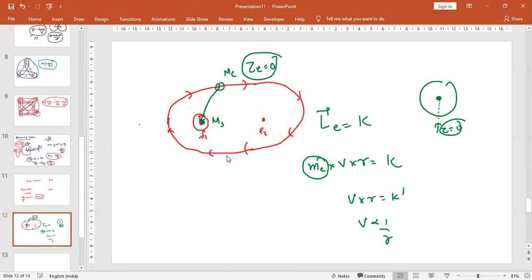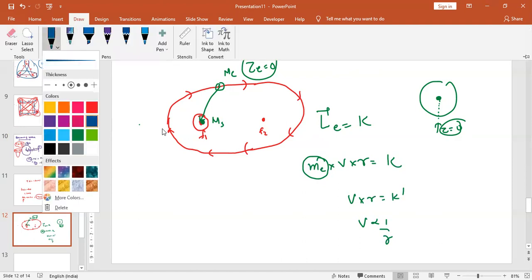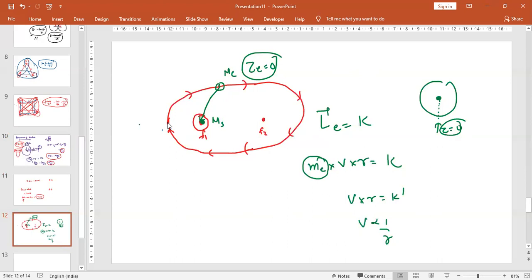If someone asks you, where will the velocity of earth be maximum when it is revolving around the sun? When earth is at this point, it is closer to the sun, and when earth is at this point, it is far away from the sun. If R is more, then velocity will be less. If R is less, then velocity will be more. So at this point the velocity is maximum, and at this point the velocity is minimum.